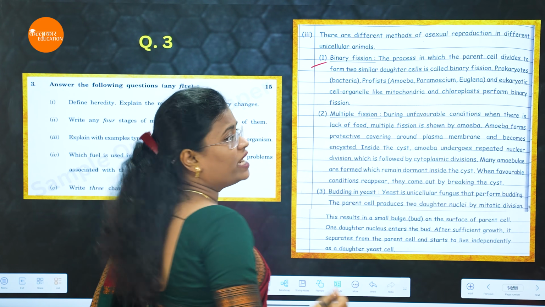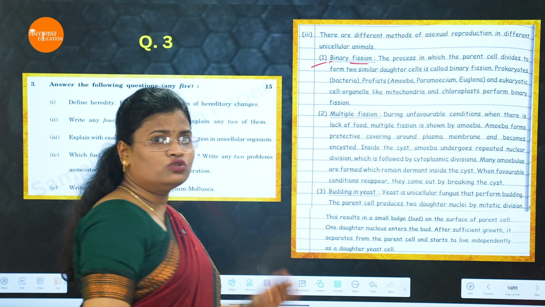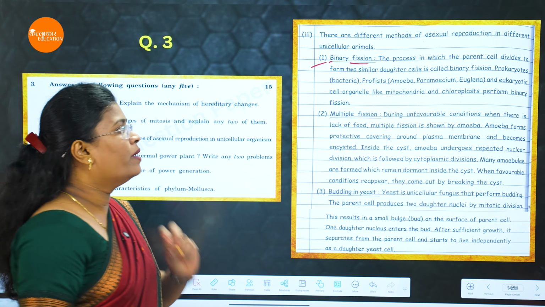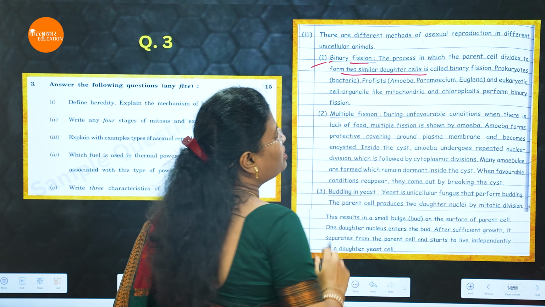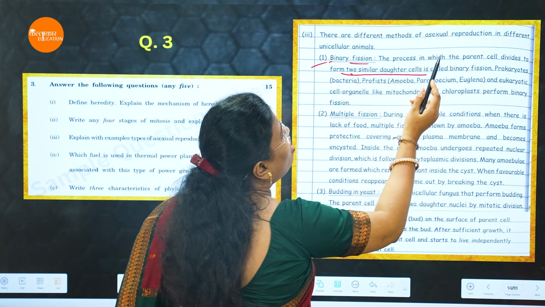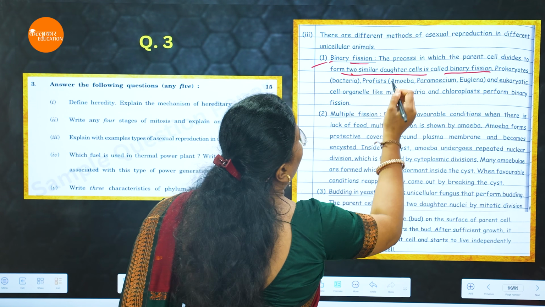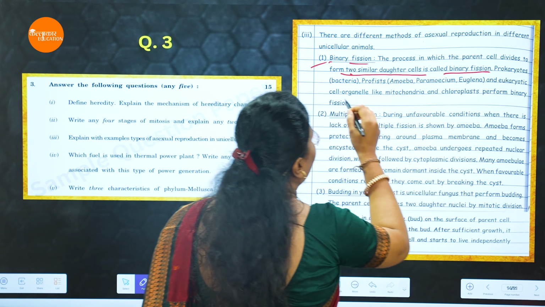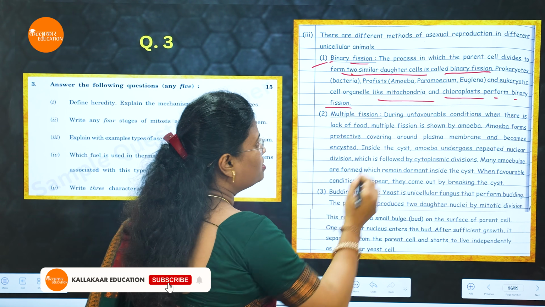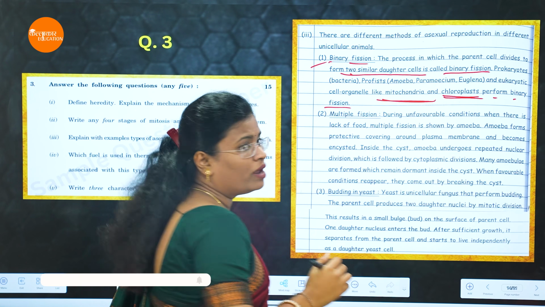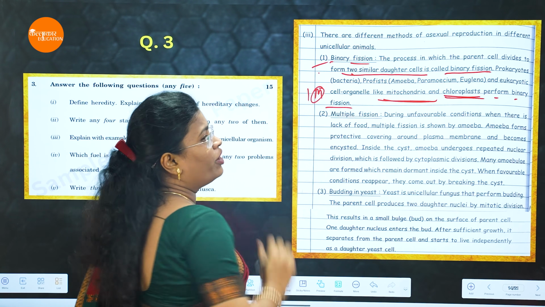So first is binary fission. Fission means separating. Bi means 2. So the organism is separating into 2 parts. It is the process in which the parent cell divides to form 2 similar daughter cells. Prokaryotes like bacteria, protists like amoeba, paramecium, euglena and eukaryotic cell organelles like mitochondria and chloroplast perform binary fission. You are mentioning the examples. So for this point you will get 1 mark.